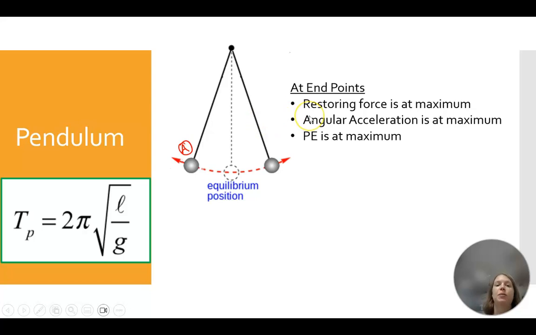So at these endpoints, which I'll call A and C, the restoring force is at its maximum, and the acceleration, which we would call the angular acceleration because it's along a curve, is at its maximum. The potential energy is at its maximum because it is the highest it will be above the surface of the Earth. The same is true for the mass on the spring: the potential energy is at its maximum at the endpoints because the spring is stretched or compressed at those times.